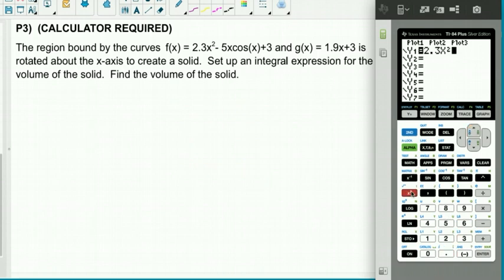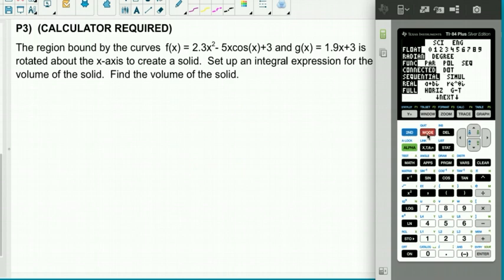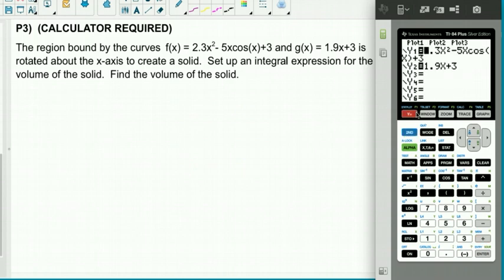So 2.3x squared minus 5x cosine of x, just a reminder at this moment that you should make sure you're always in radian mode, plus 3, right? And then my second function is 1.9x plus 3. Cool. And I can do a quick double check for my mode, but I should be in radian. Okay, so do a quick double, triple check that you entered this correctly, because again, if that goes wrong, then the rest of the problem goes wrong.